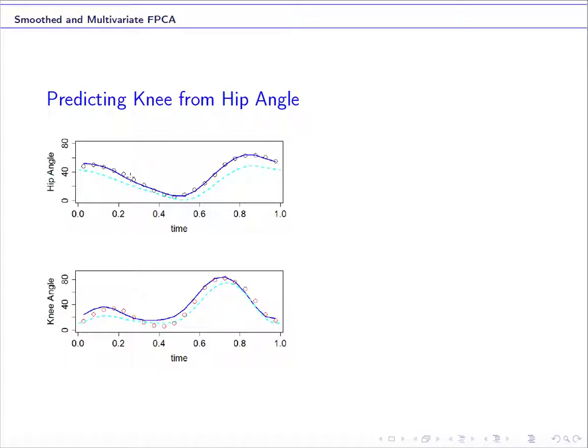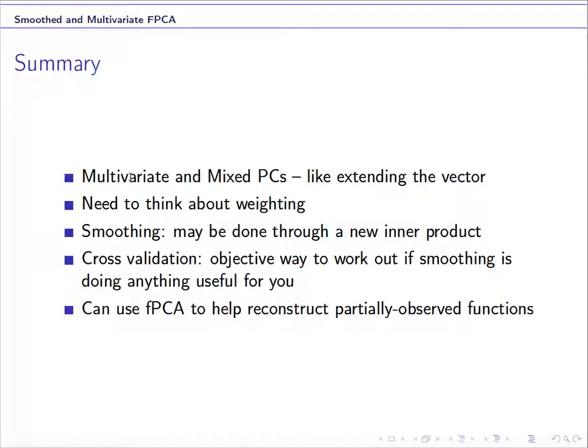The reason is that when we do this multivariate FPCA, we capture the correlation of these two variables. So this is how the prediction looks.